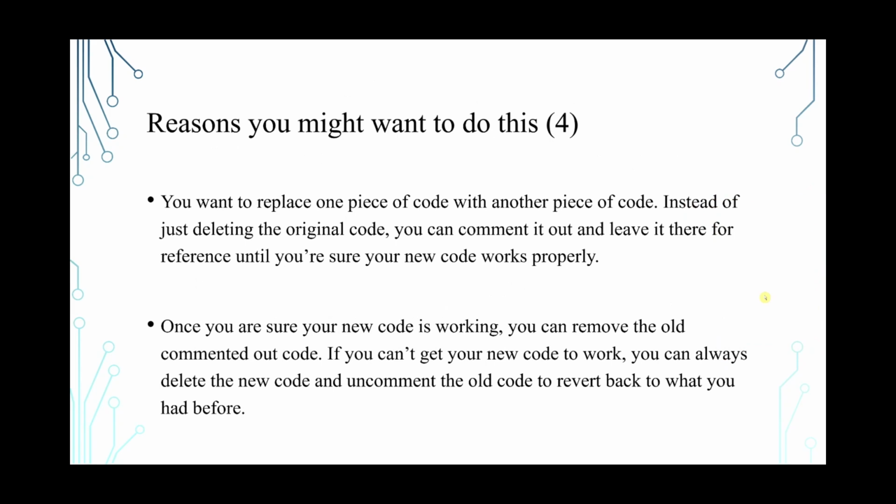If you want to replace one piece of code with another piece of code, instead of just deleting the original code, you can comment it out and leave it there for reference until you are sure your new code works properly. Then, if that previous code becomes garbage, you can delete it. But keep it as a reference until you have great working code. Once you're sure your new code is working, you can remove the old one, as I said.